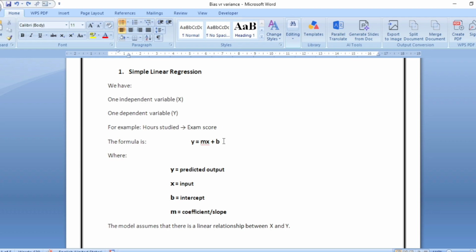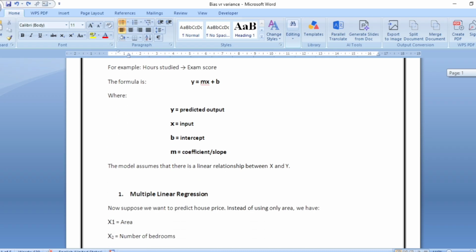The formula is y is equal to mx plus b, where y is the predicted output, x is the input, b is equal to intercept, and m is equal to coefficient or slope. The model assumes that there is a linear relationship between x and y.